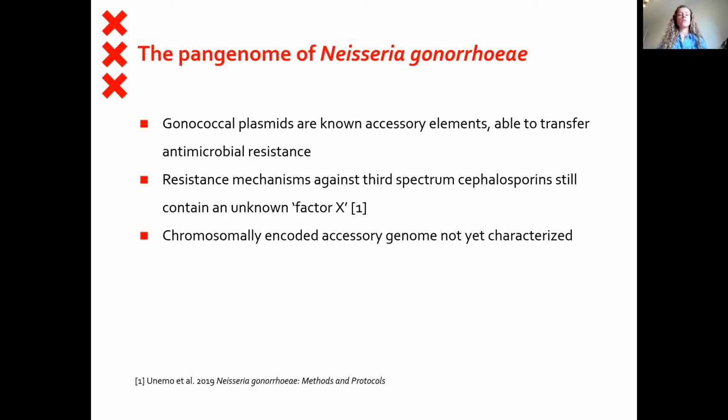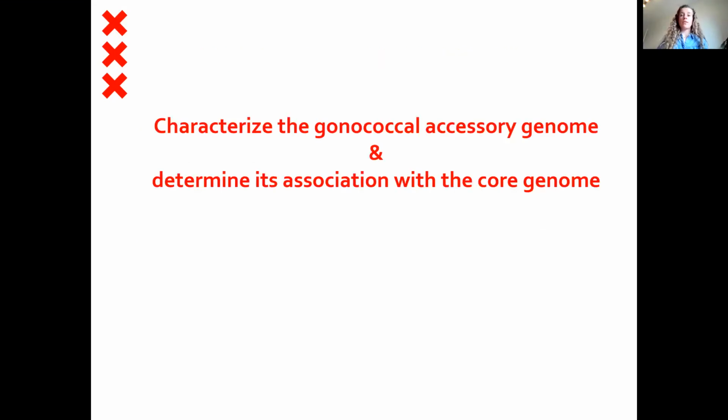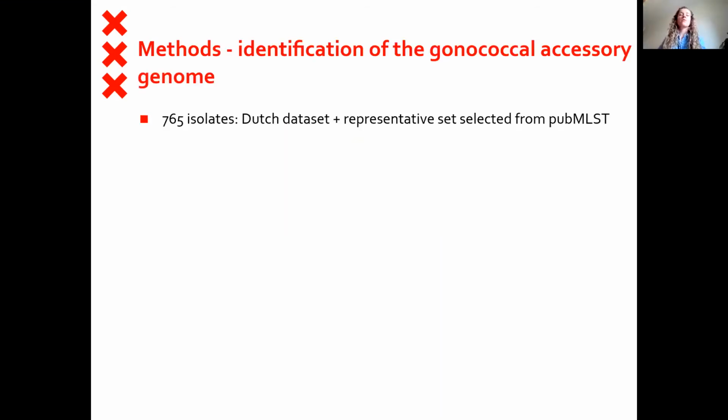So that brought us to the project to characterize the gonococcal accessory genome and determine its association with the core genome, which could inform us more about the population structure of the gonococcus. First of all, I want to give some details about the methods we used for identification of the gonococcal accessory genome. We wanted to select a representative data set that represented all the isolates found in the PubMLST database.